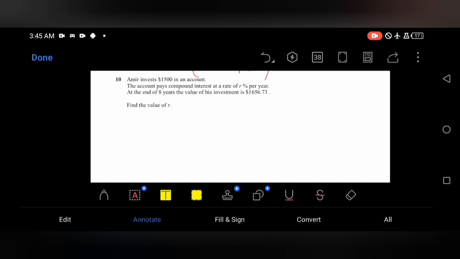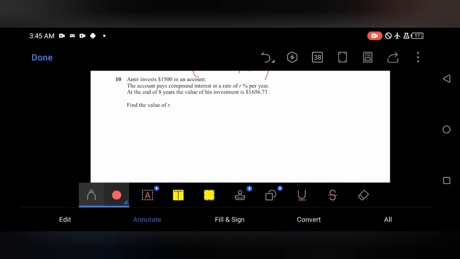Now, we need to write a formula for calculating the amount, which represents the value of investment after n years for compound interest. So in this case, the formula is A equals P into 1 plus R divided by 100 raised to the power of n. So this is our P, that's the original amount invested, and this is the amount yielded after 8 years. That is the value of investment, so in this case, A. So we substitute.